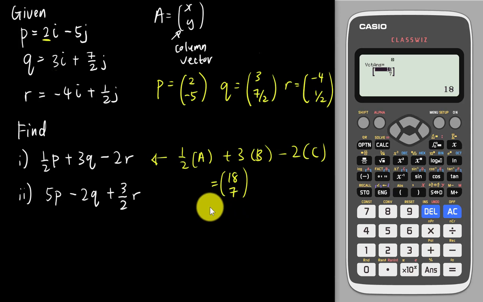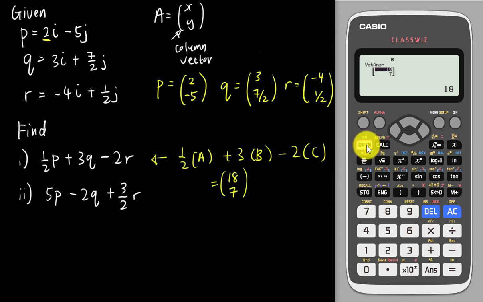Alright, let's say in the exercise you will be given the same vectors P, Q, R, so they want you to do a few different questions. The good thing is this calculator will actually remember your vectors A, B, C from just now, so you don't need to redefine them again. You can straight away do the calculation again.